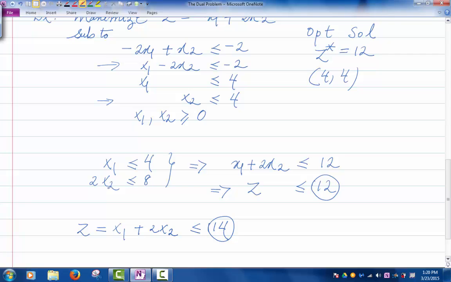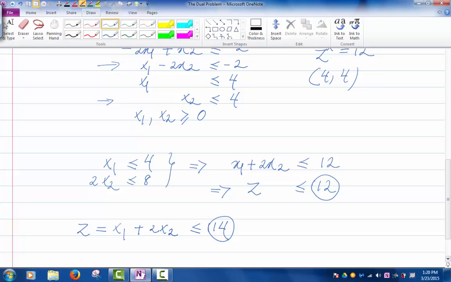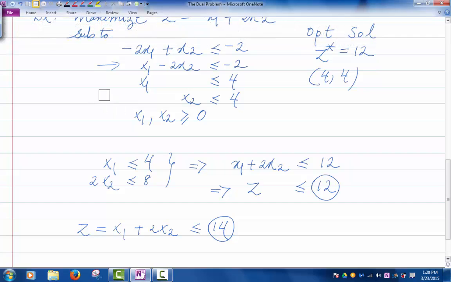Is everybody okay? And there are multiple ways of getting an upper bound. The point you want to take from here is: how did I get the upper bound? The way I got the upper bound is that I multiplied each functional constraint by a constant and added them together and got the objective function less than or equal to some number. Is that making sense?